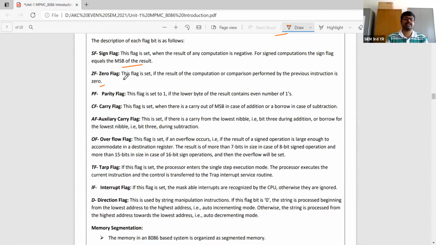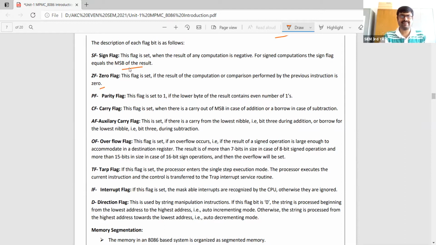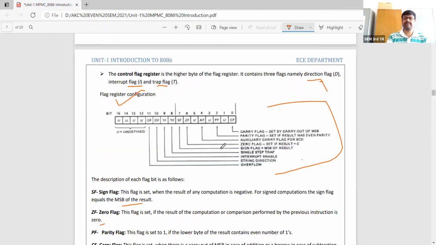Last one is called the direction flag. This is used by the string manipulation instructions. If this flag bit is 0, the string is processed beginning from the lowest address to the highest address, that is auto increment mode. Otherwise, the string is processed from the highest address towards the lowest address, that is the auto decrement mode. So these are the different flags of the flag register architecture, which is very, very important.